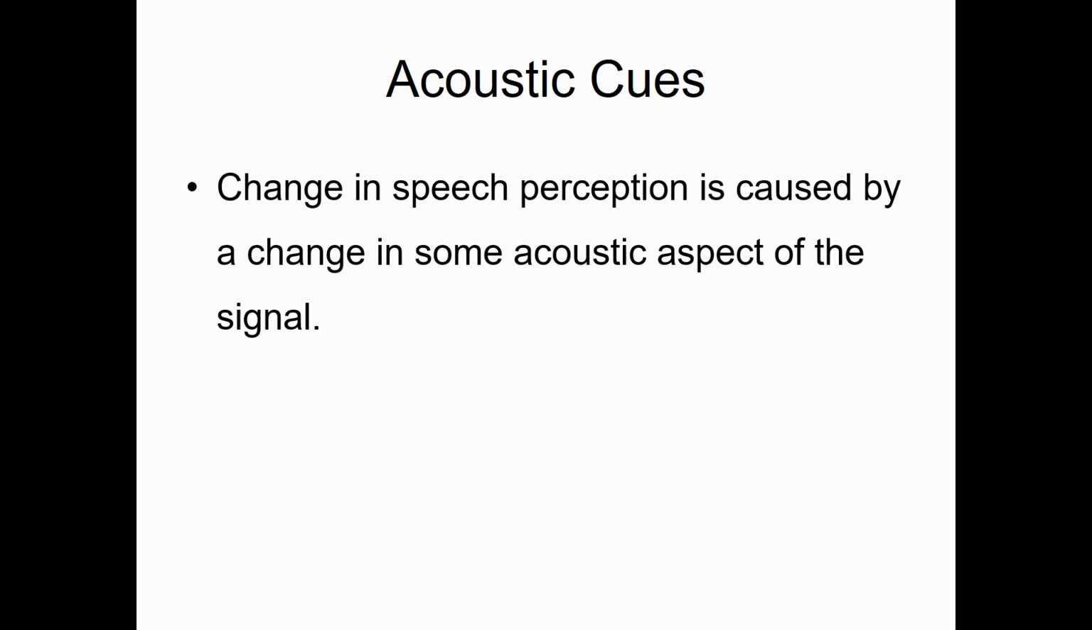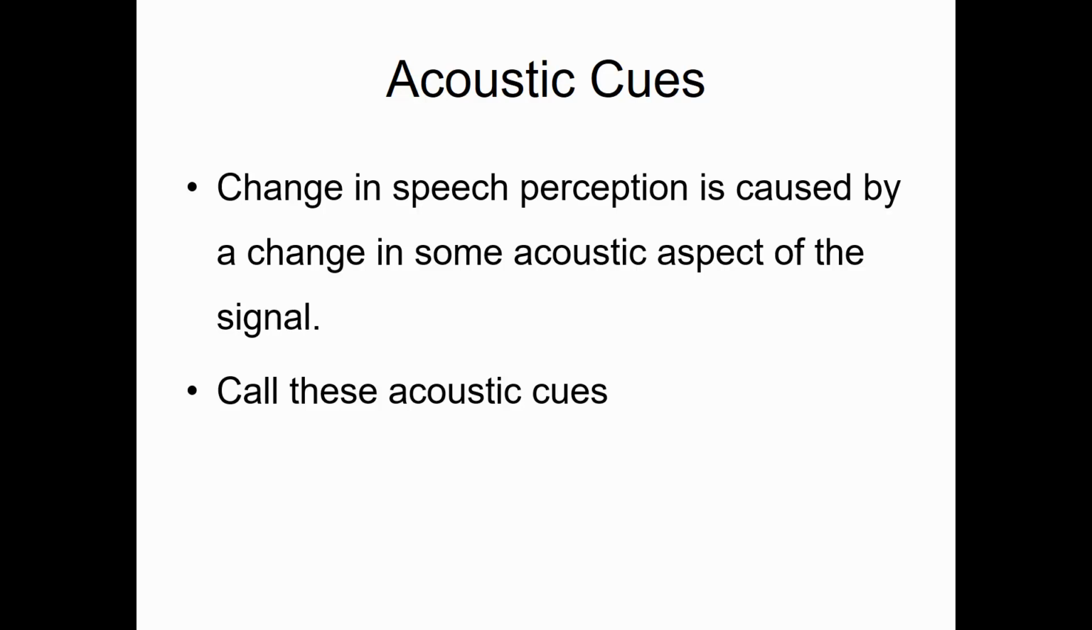Okay, now let's imagine we did that experiment where we synthesized the burst shape differences between pa and ka. And we found that when you changed the shape of the burst, you changed people's perception and it went from pa to ka. Well, what we would be observing there is a change in speech perception that was caused by a change in some acoustic aspect of the signal.